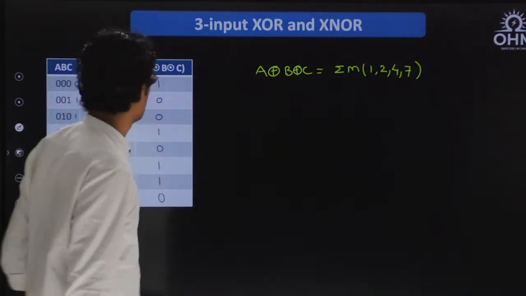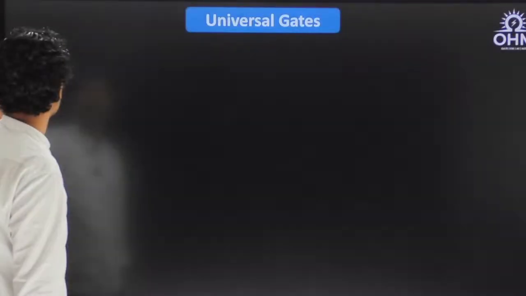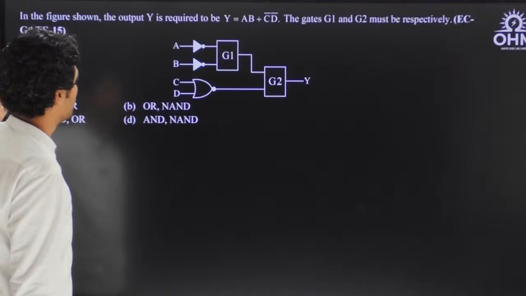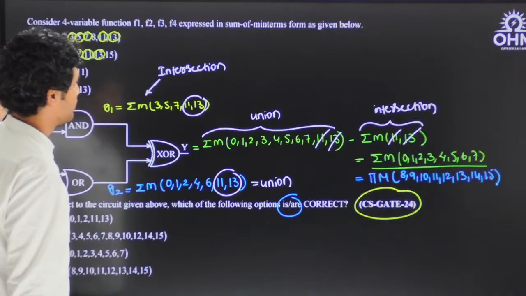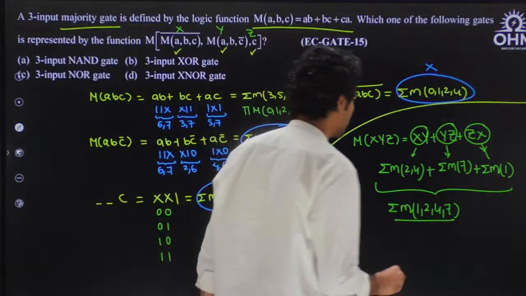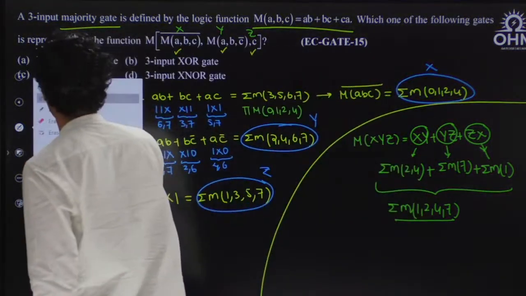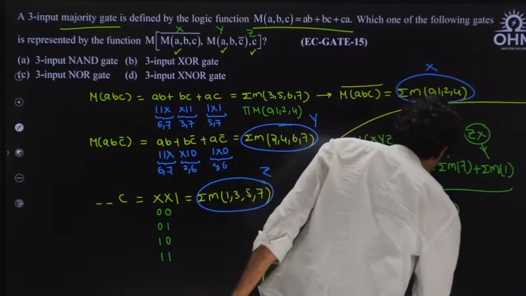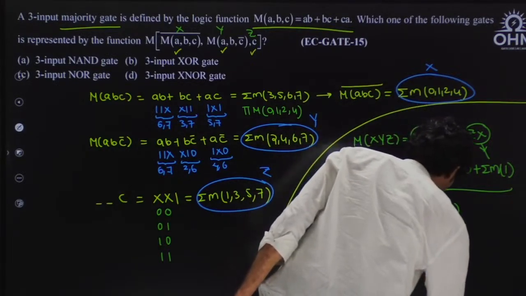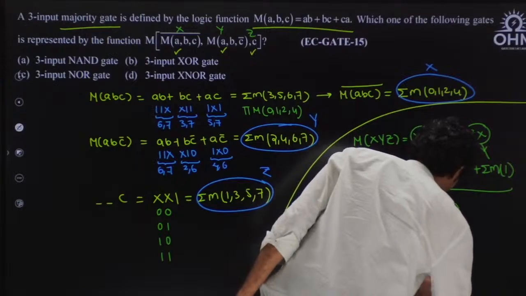Now also, what did we get? We got the same list of min terms. Here also I got that same list of min terms. So once you remember that, now straight away you can say that, yeah, this is basically 3 input XOR gate.